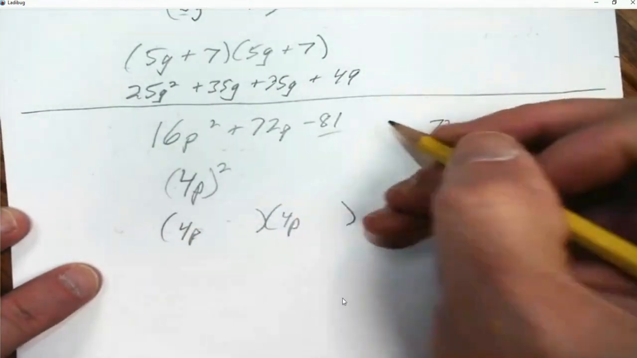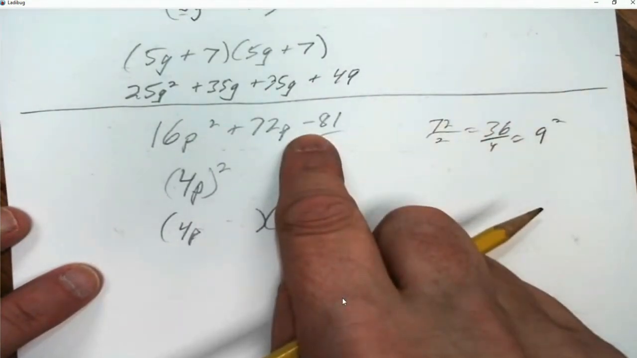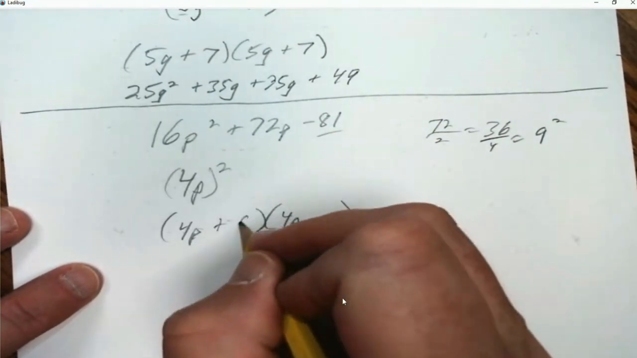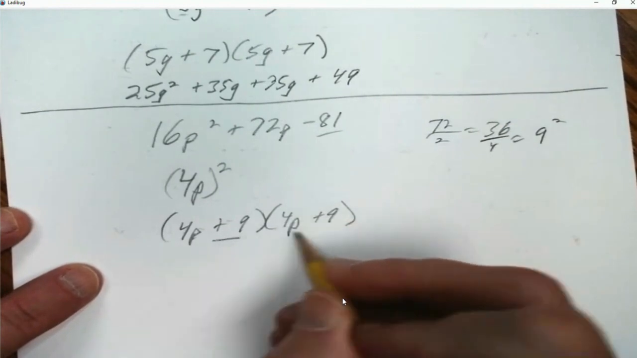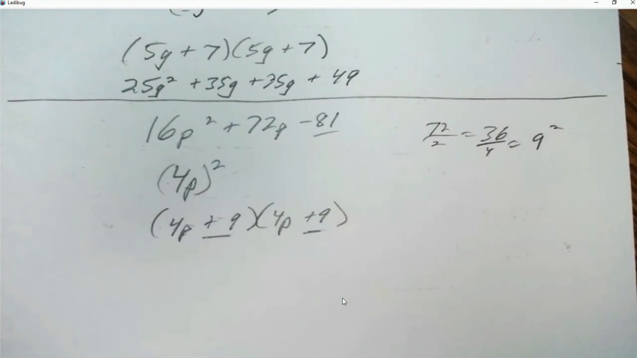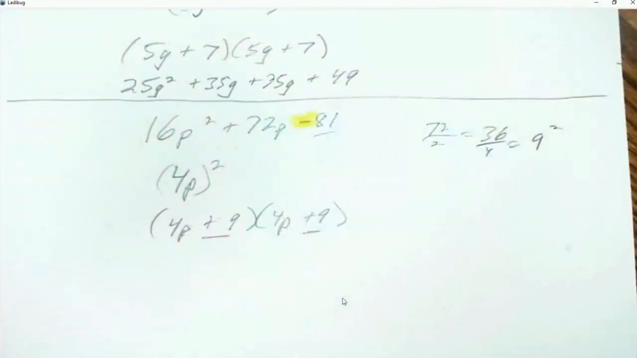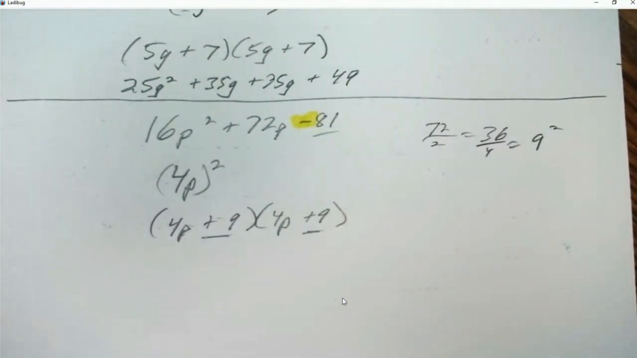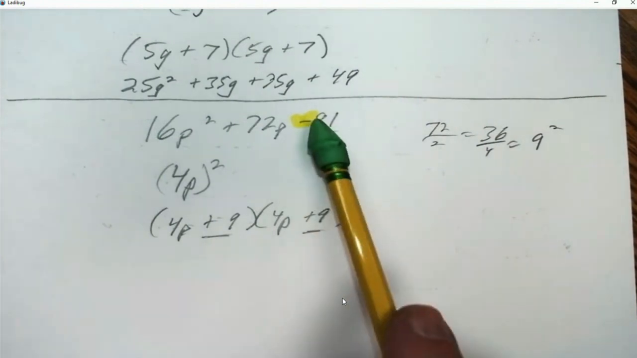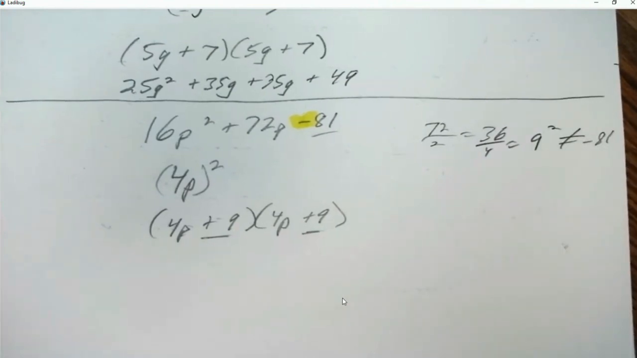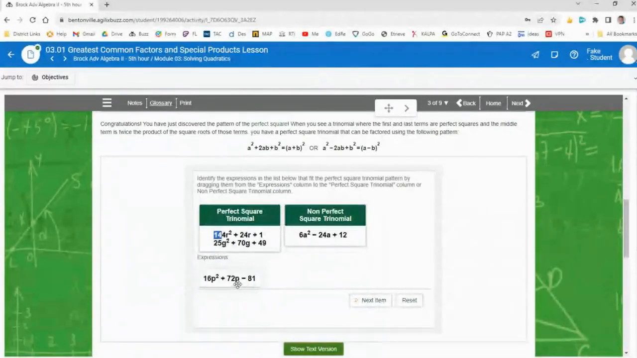9 squared is 81, but this is a negative 81. 9 squared is not negative 81. Because if we made this plus 9 plus 9, that would be a positive 81. So this says this is not a perfect square. The numbers are right, but this would have to be a positive 81, not a negative 81. That negative 81 throws us off because 9 squared is not negative 81. So this one should fall in the non-perfect square group. And it does.